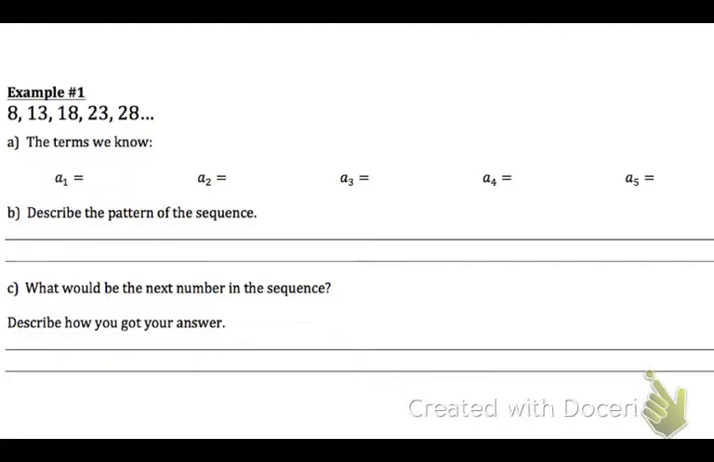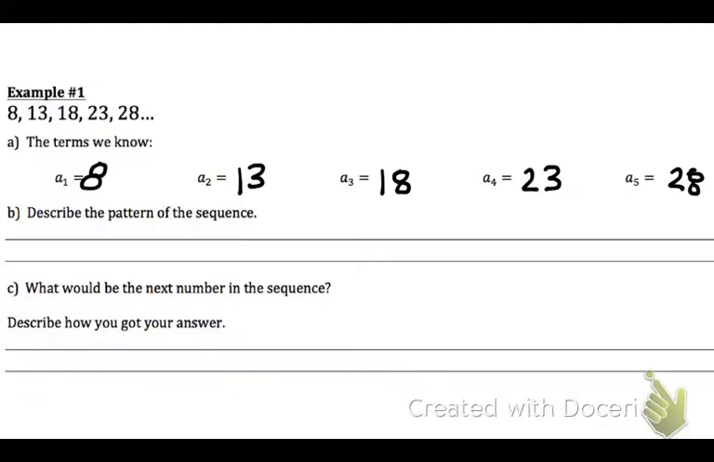8, 13, 18, 23, 28, and so on. So let's start with the terms we know. What is a sub 1? What is the answer in the first position? 8. What is the answer in the second position? What is a sub 2? 13. A sub 3? 18. A sub 4? 23. A sub 5? 28.